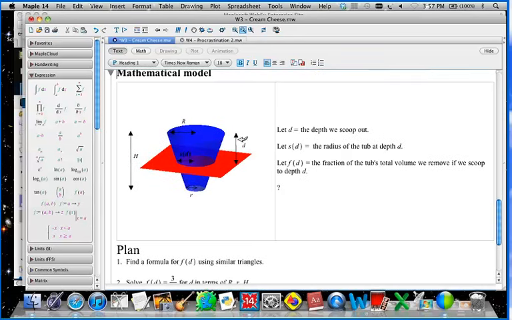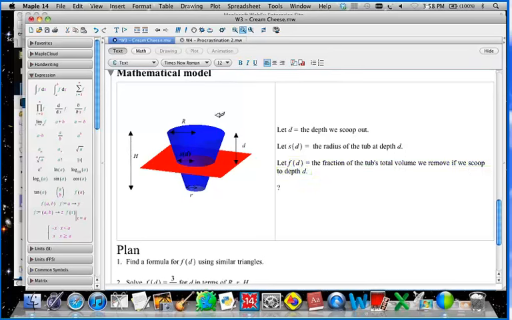So we're trying to find d. We're after that. Let d be the depth we scoop out. Let s of d be the radius of the tub at depth d. And notice that will depend on how big d is. The larger d is, the smaller s will become. Then let f of d be the fraction of the tub's total volume we remove if we scoop to depth d. So in other words, f of d is a percent.